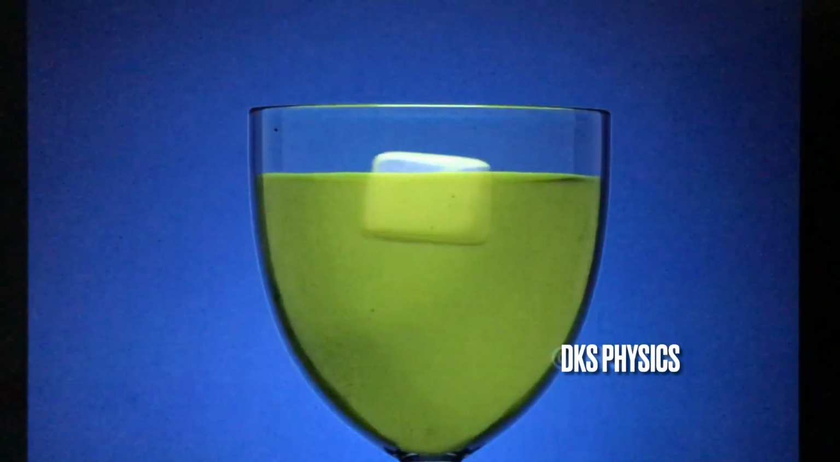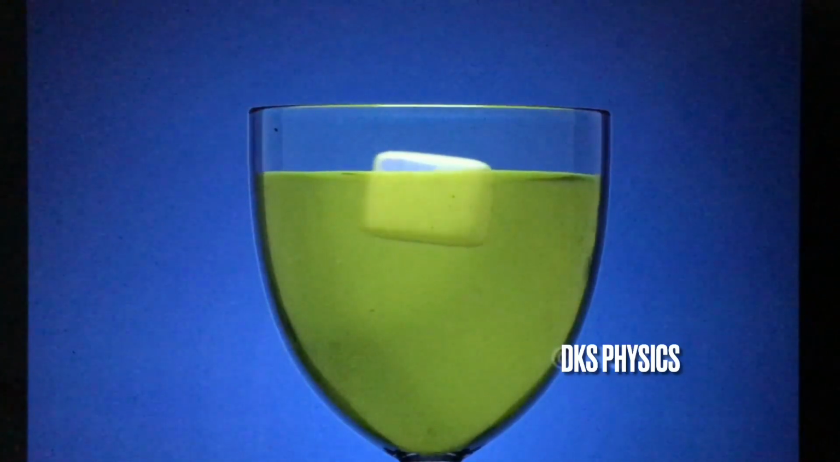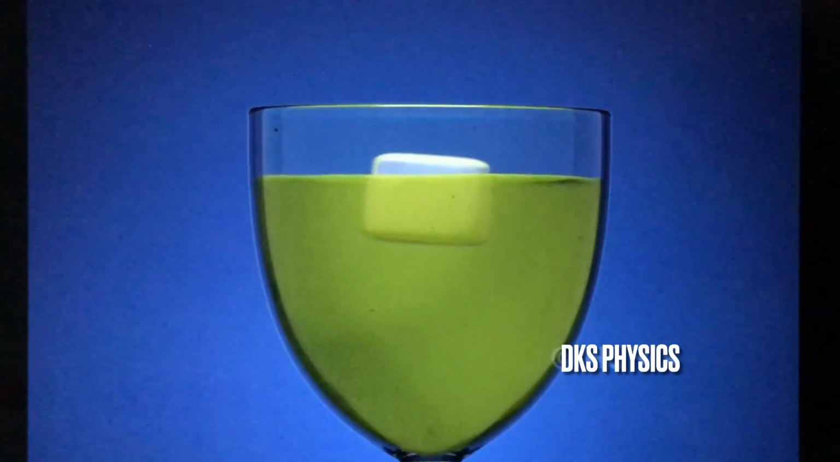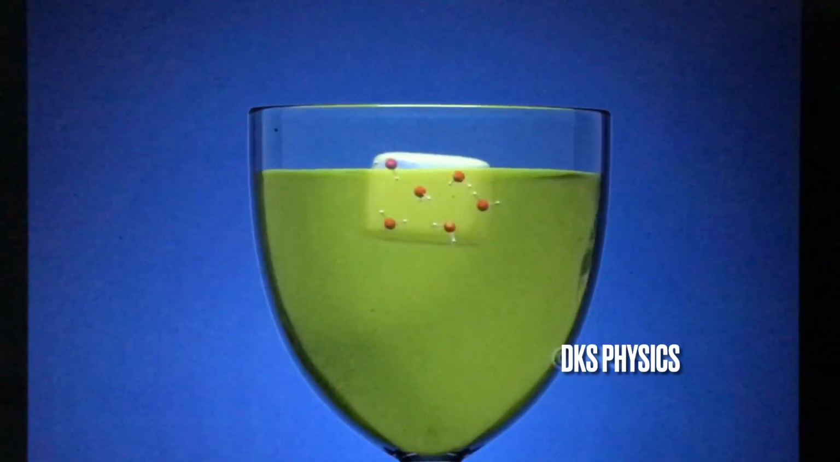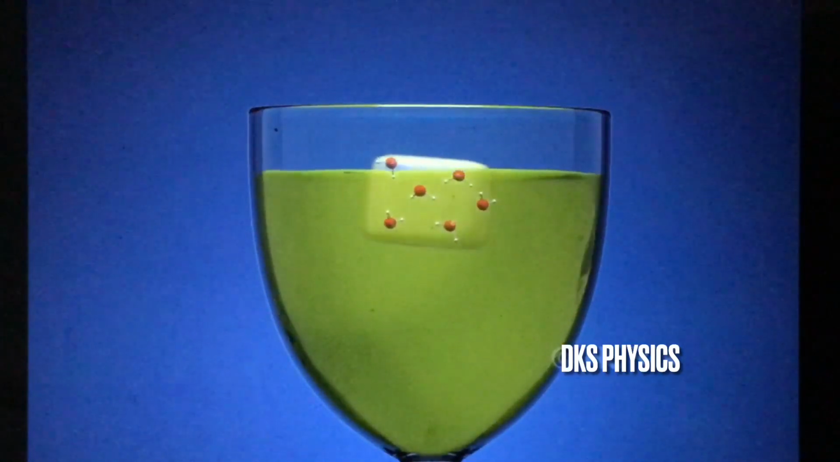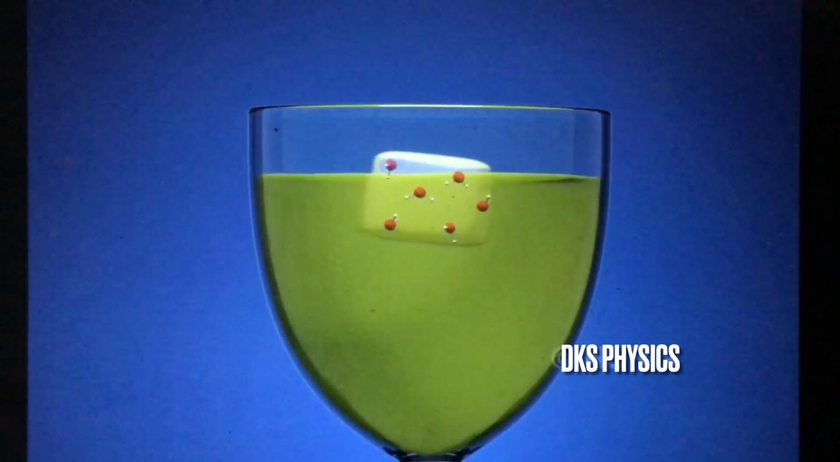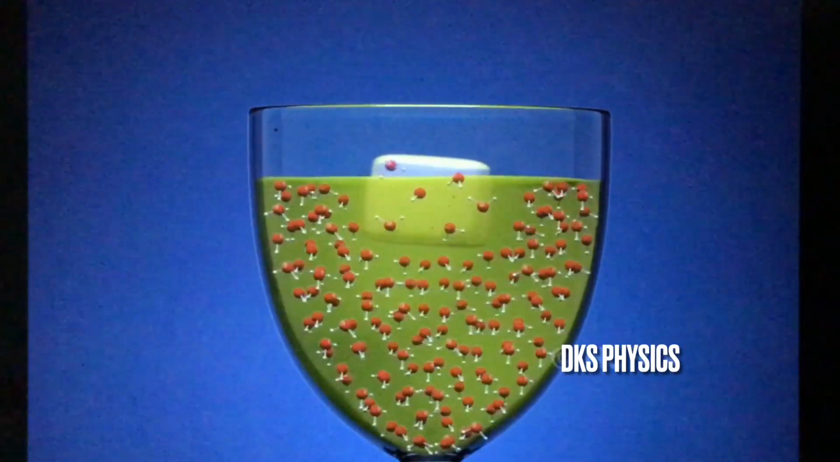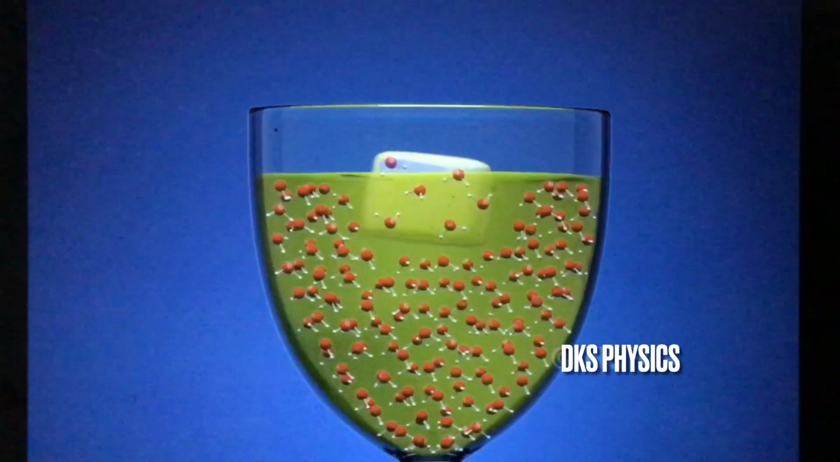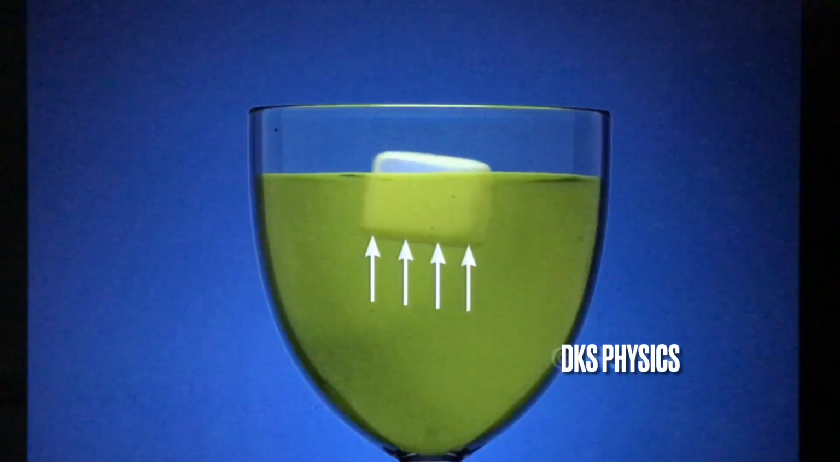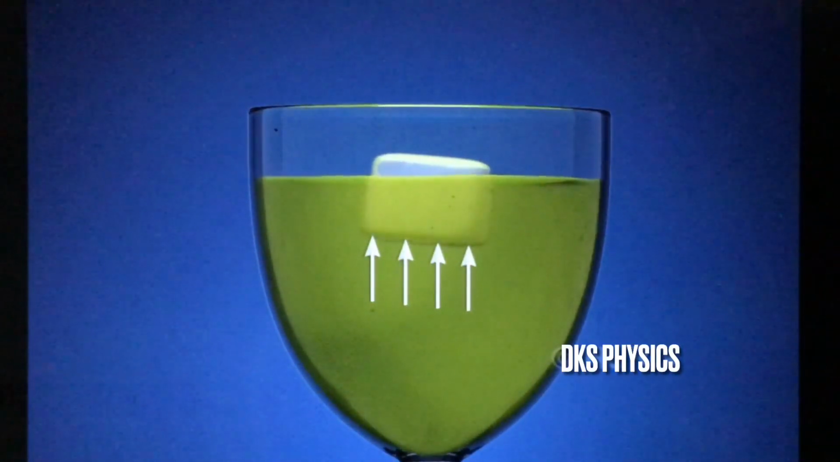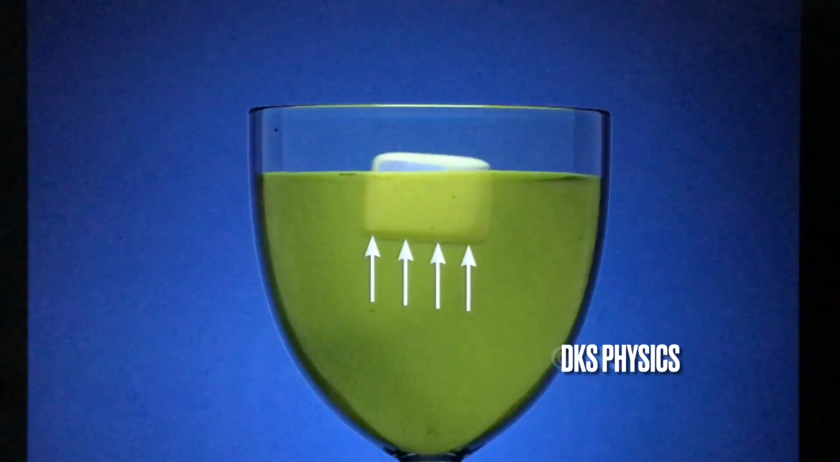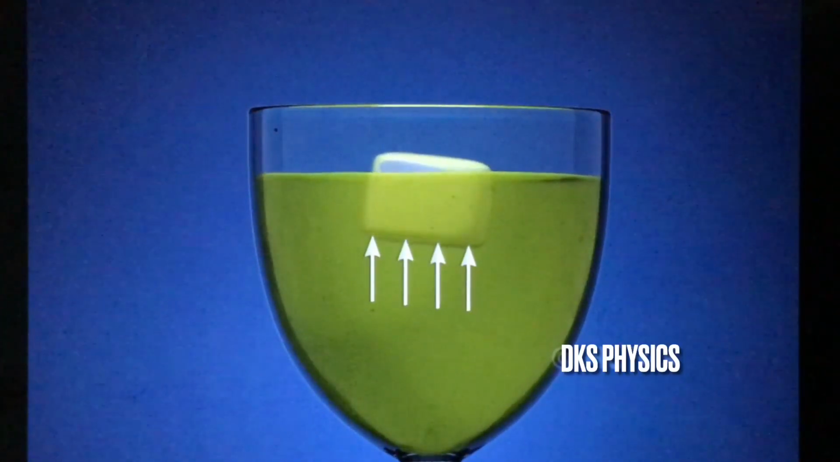Ice cubes float in water because of the same principle. The water molecules in ice are spread out, occupying more volume. Because of this, ice has lower density than water. Hence, the water pushes the ice cubes upward. Density is the ratio of mass over a unit volume.